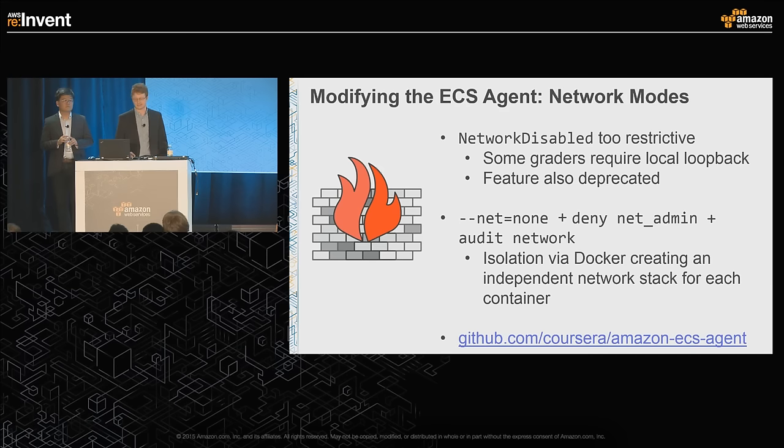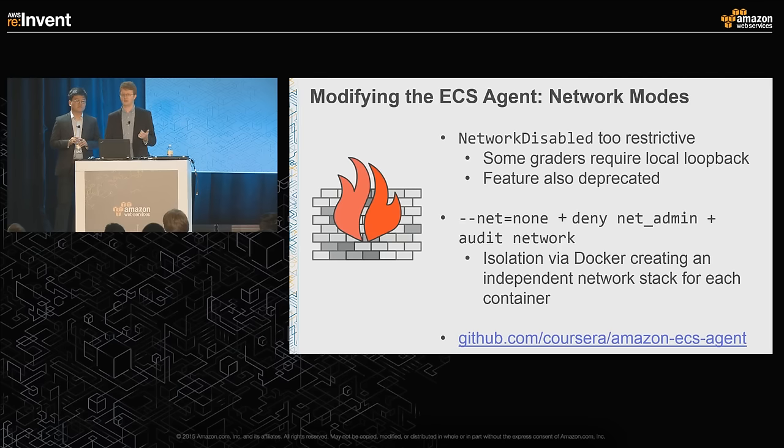We initially started with the fact that Docker has a number of ways of limiting network access. In particular, it has the network disabled flag, which denies all access to the TCP/IP stack, among other things. This, unfortunately, is too restrictive for us. For example, we have courses like a Ruby on Rails course or a web development course where they need to run a local web server to run tests and to evaluate the submissions. So this did not work for us. This feature is also deprecated according to the Docker documentation, so we wanted to move off of that in order to enable all the courses we need to support.